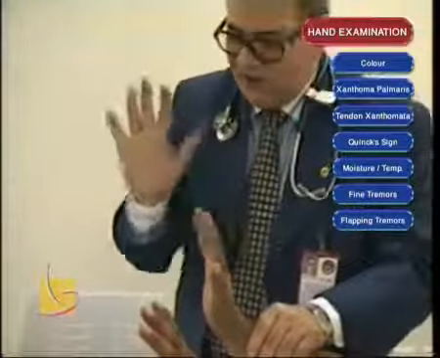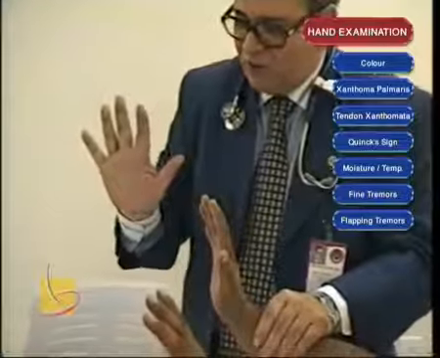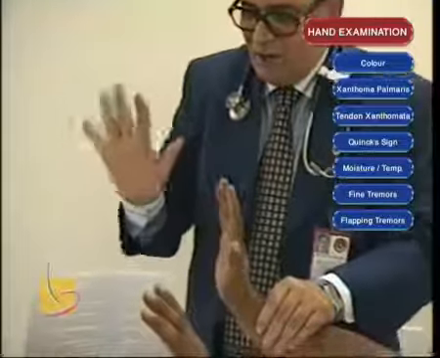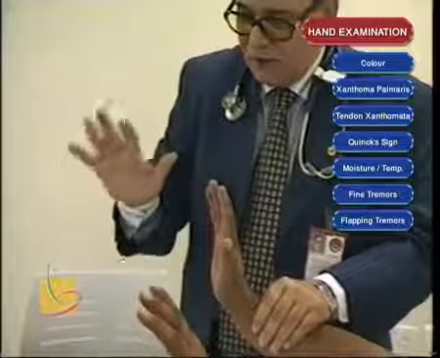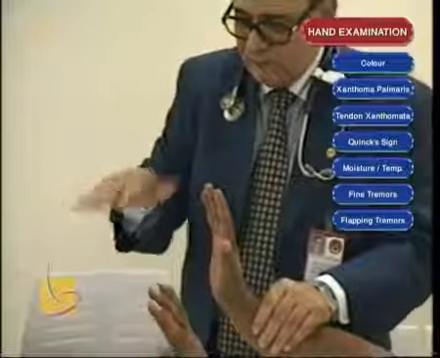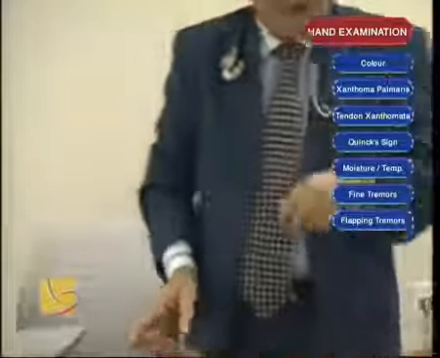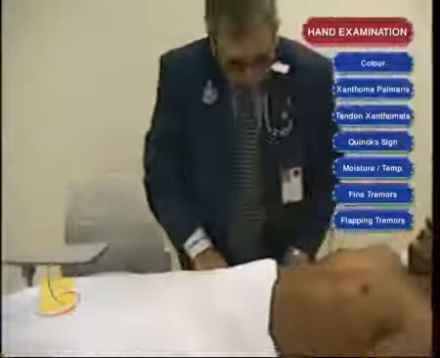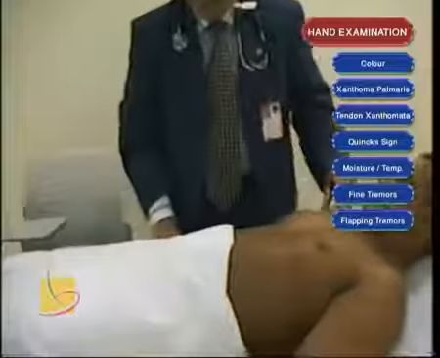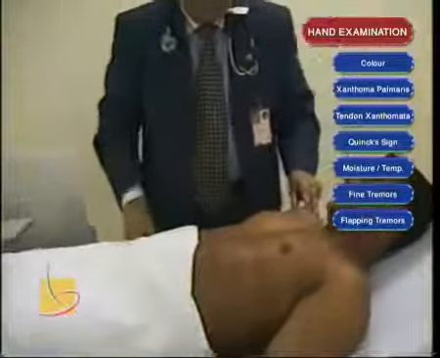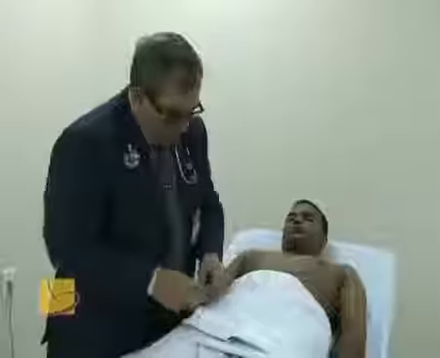Of course, this is negative, and if there is flapping tremor, it will be like the flapping of bird wings, like this. Okay? And this might indicate some chronic problem, like chronic COPD, complicated sometimes with right-sided heart failure.